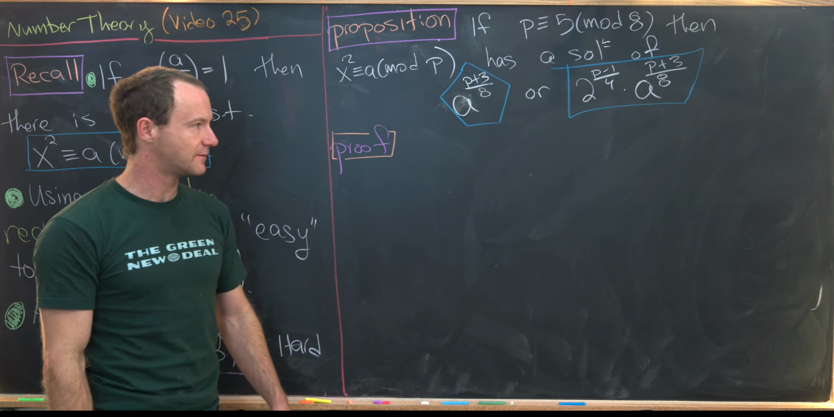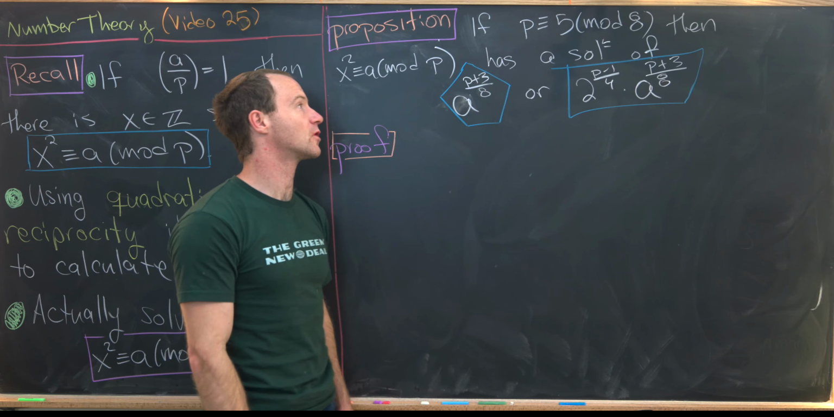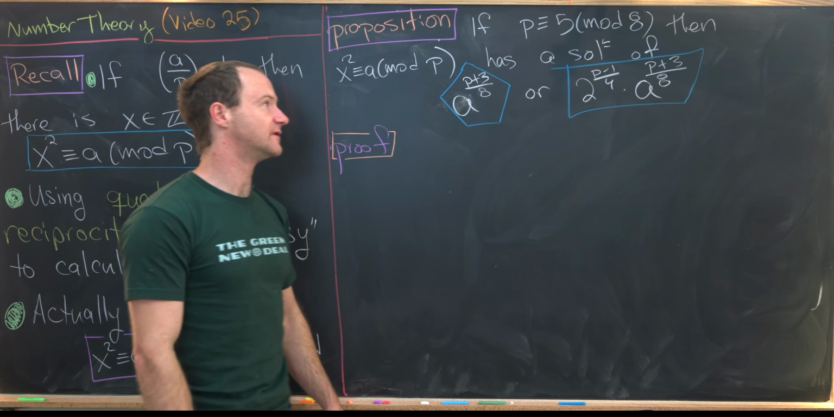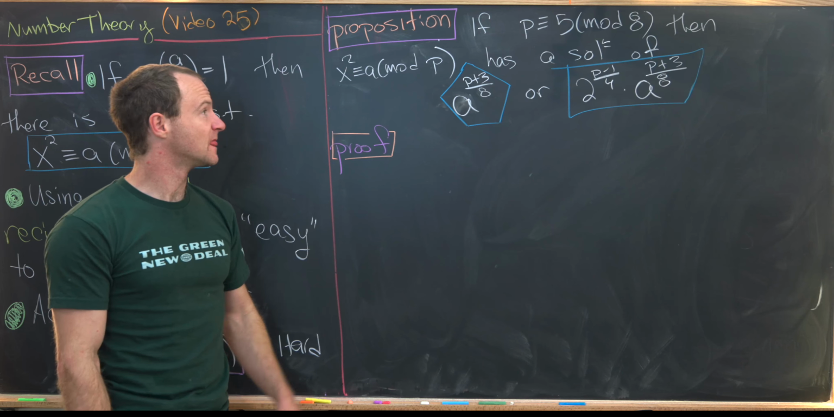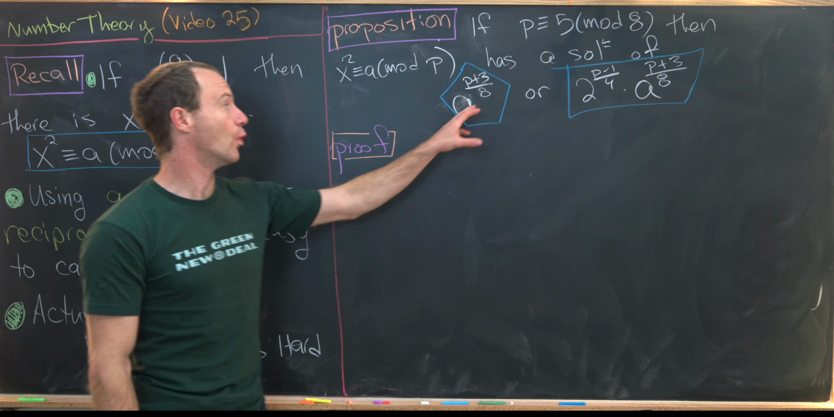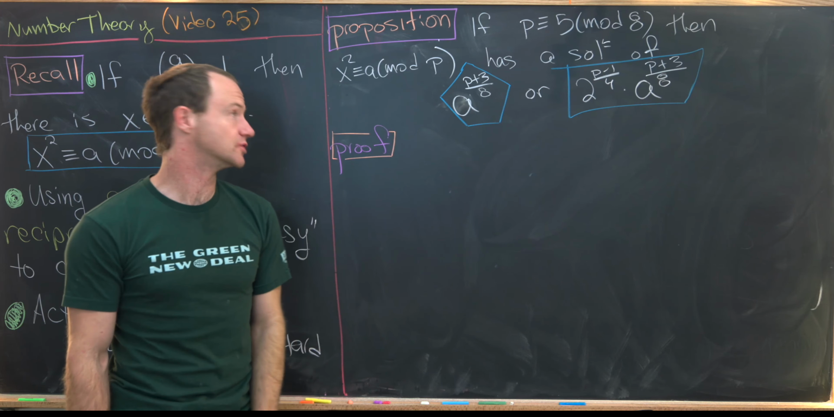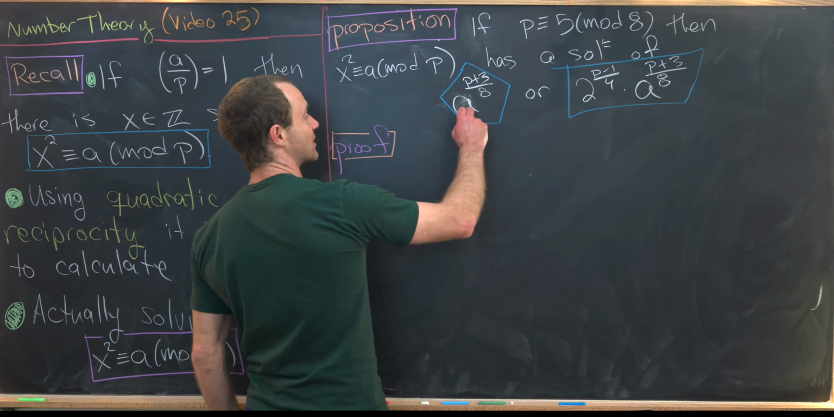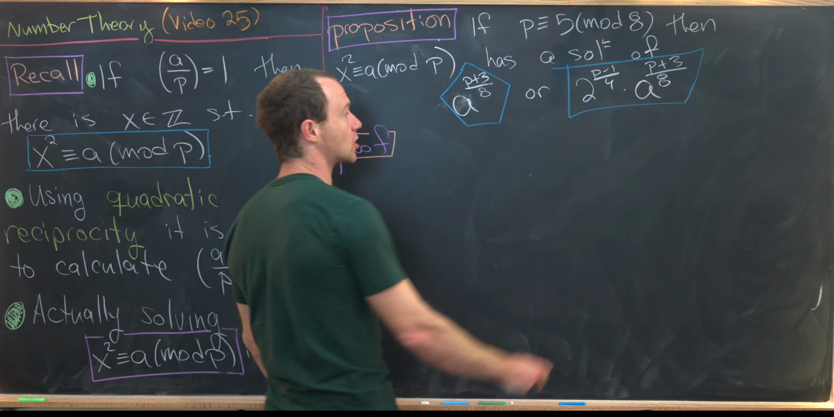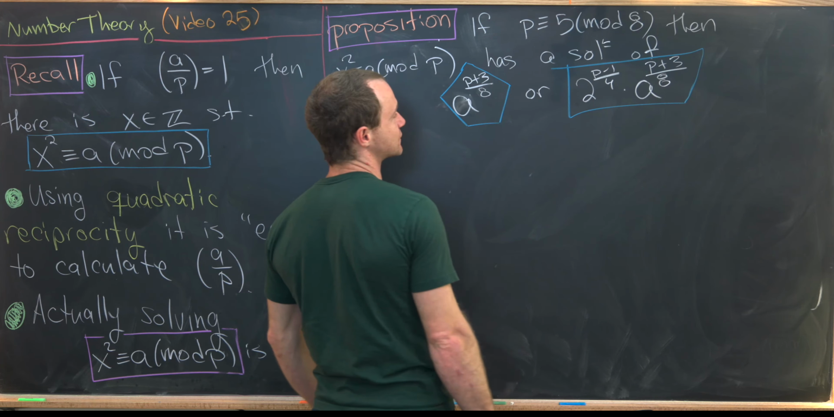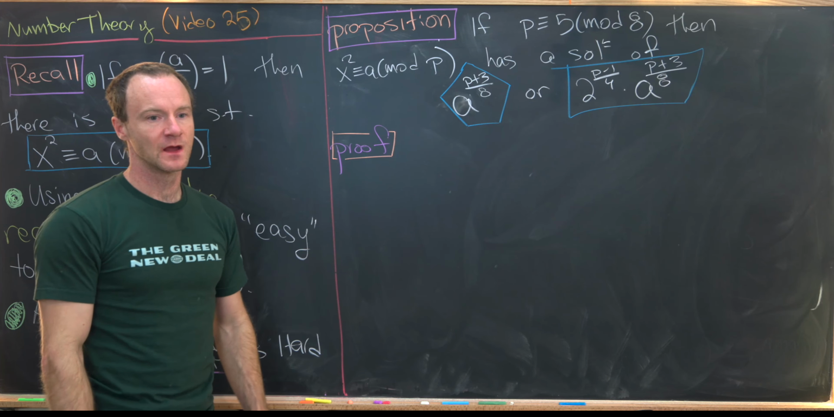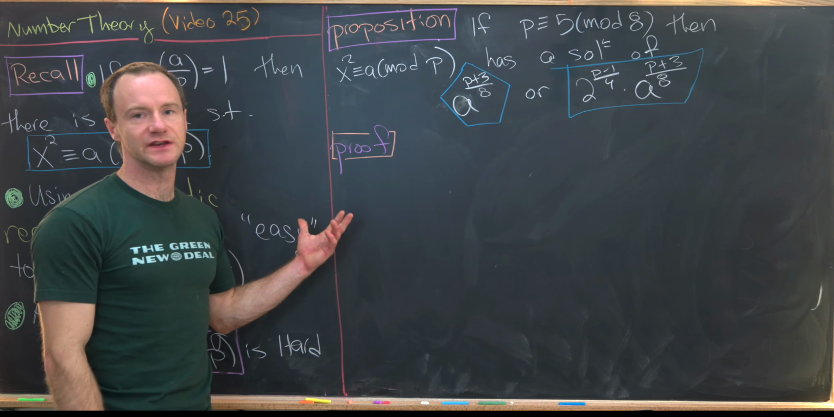Okay, so our next proposition has to do with primes of the form 8k plus 5. In other words, they are congruent to 5 mod 8. Then x squared congruent to a mod p has one of these as a solution. So it's either a to the (p plus 3) over 8, or it's 2 to the (p minus 1) over 4 times a to the (p plus 3) over 8. Okay, so let's maybe see how we can do this.